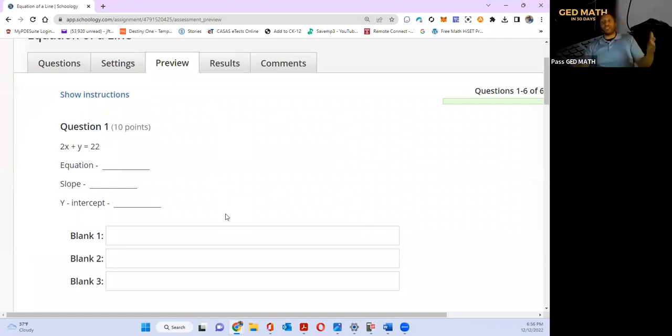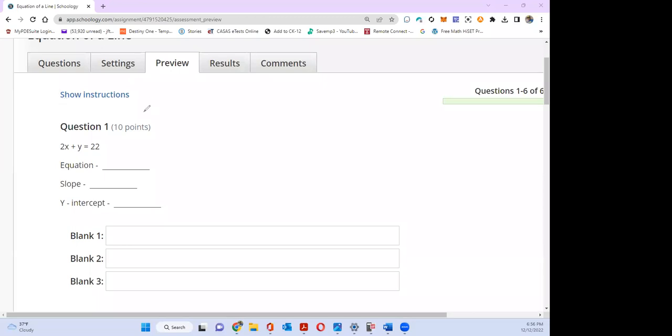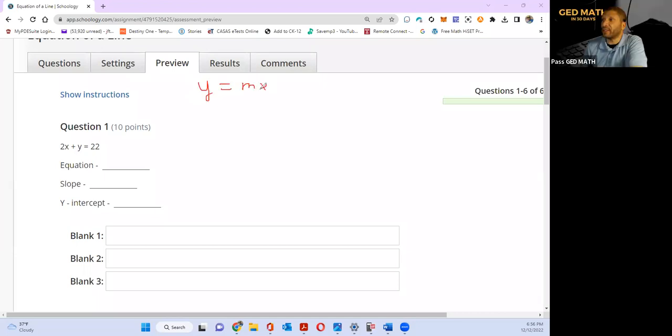Okay, so it's asking for the equation of the line in slope-intercept form. It's asking for the slope. It's asking for the y-intercept. Let me ask you a question. Is this equation in slope-intercept form? No. What is slope-intercept form? Let me make sure we understand. Y equals mx plus b.